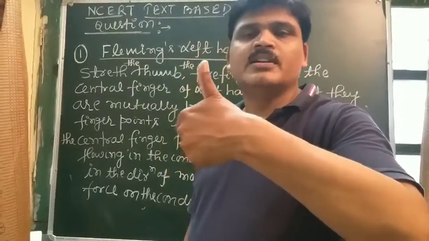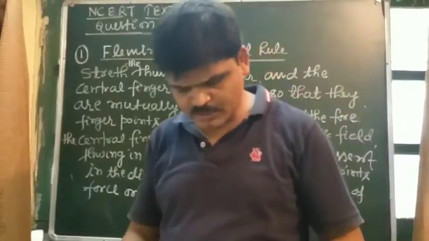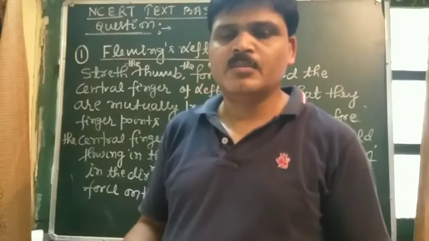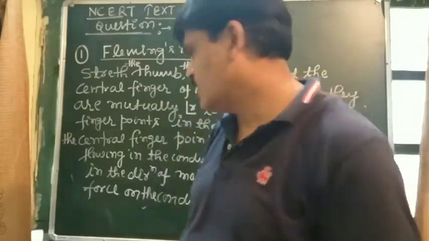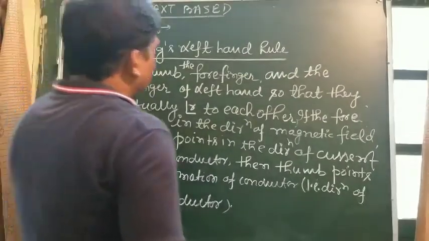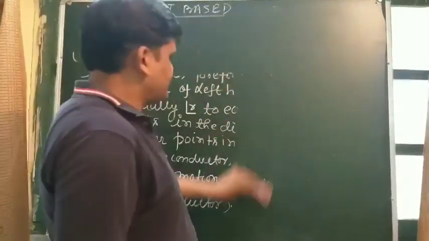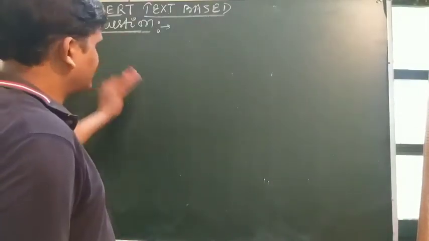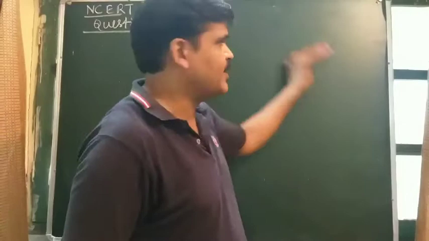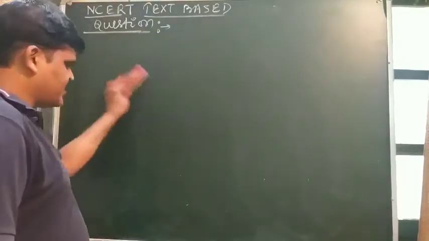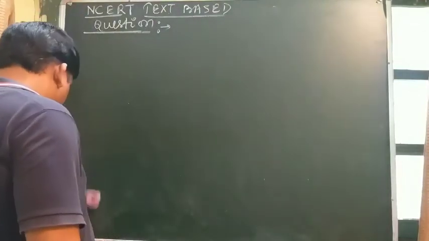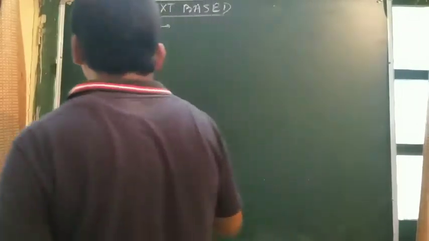Students, the next question is: what is the principle of an electric motor? I have already explained the principle of an electric motor. You know that when a current carrying conductor or a current carrying coil is placed in the magnetic field, it experiences a torque, and due to this torque the coil begins to rotate. So, the principle of electric motor.